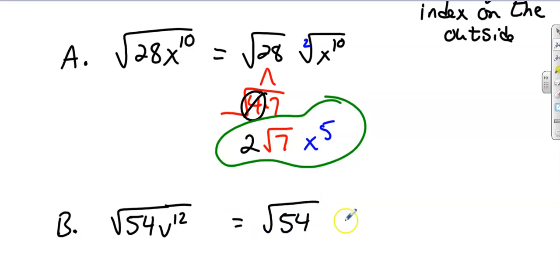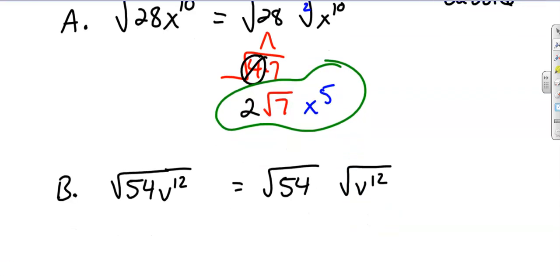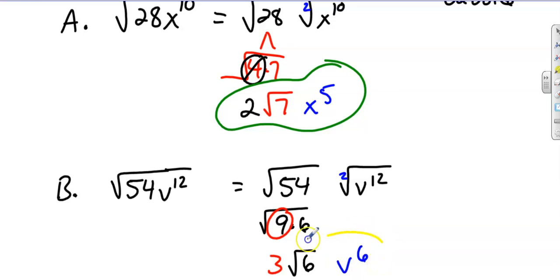Okay, so if we do the square root of 54 and the square root of v to the 12th, if you take 54 and start breaking it down, you can make it 9 times 6. And hopefully you go, all right, well, square root of 9 is just 3, so that would be 3 square root of 6 on this part. v to the 12th, again, that's technically the second root, so it's just 12 divided by 2, which would be v to the 6th. And that would be your answer right there.